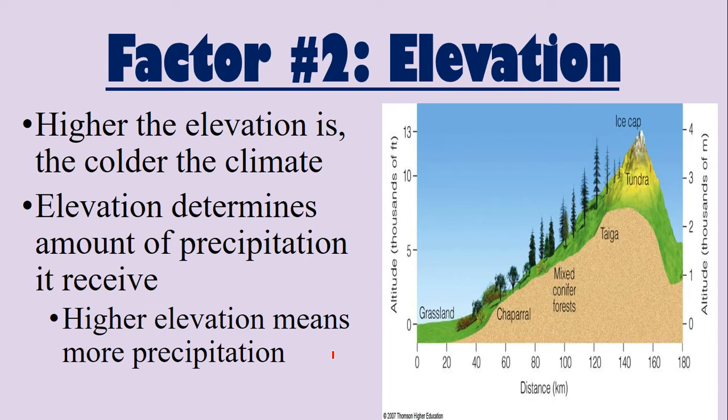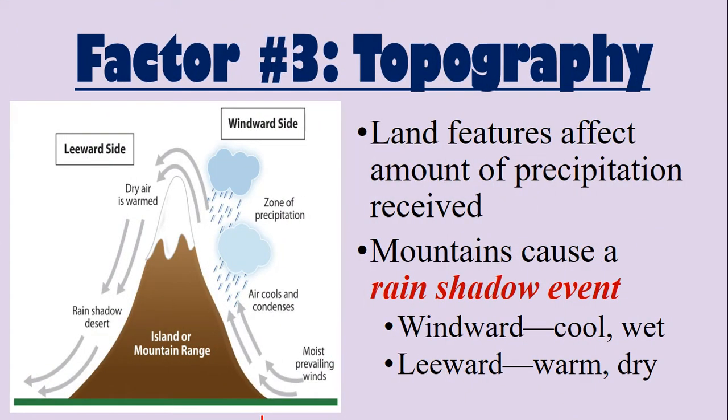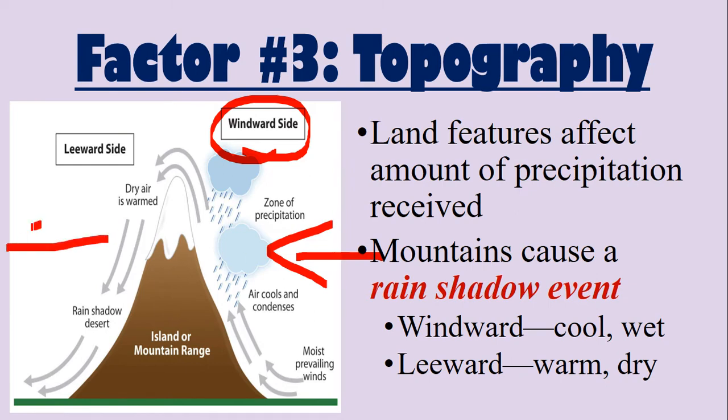Elevation also determines the amount of precipitation you will receive, because higher elevations mean more precipitation. Next one's called topography. Topography are land features, and they affect how much precipitation you get. One of these effects is called the rain shadow effect, and it's caused by mountains. You have one side called the windward side, the side that the wind comes in on, and that side is going to be cool and wet. The other side, called the leeward side, is going to be dry and warm, and usually you get some deserts over here.